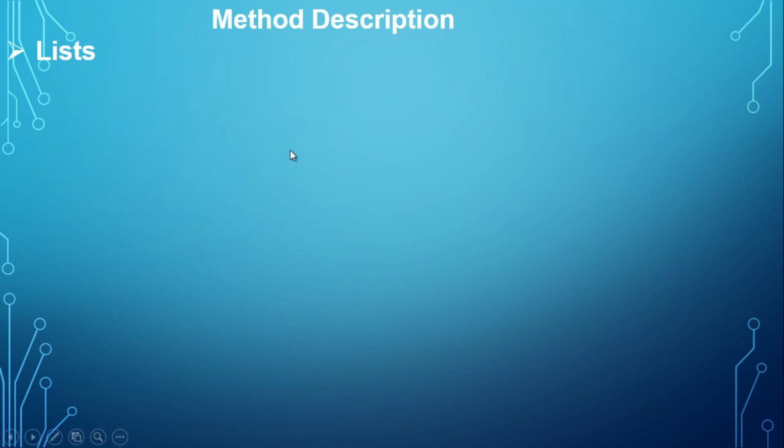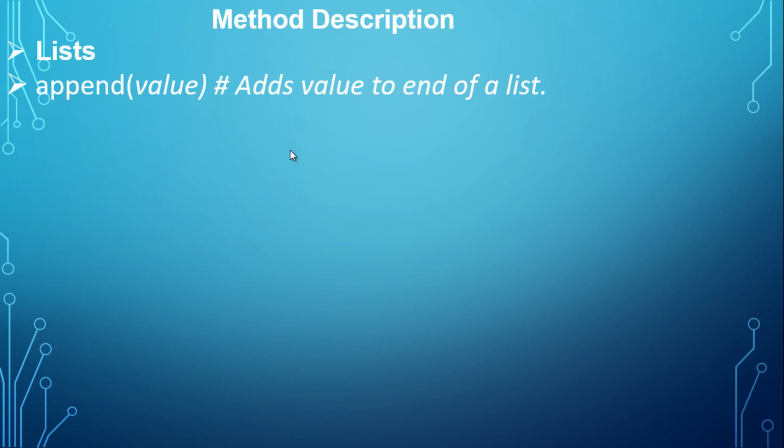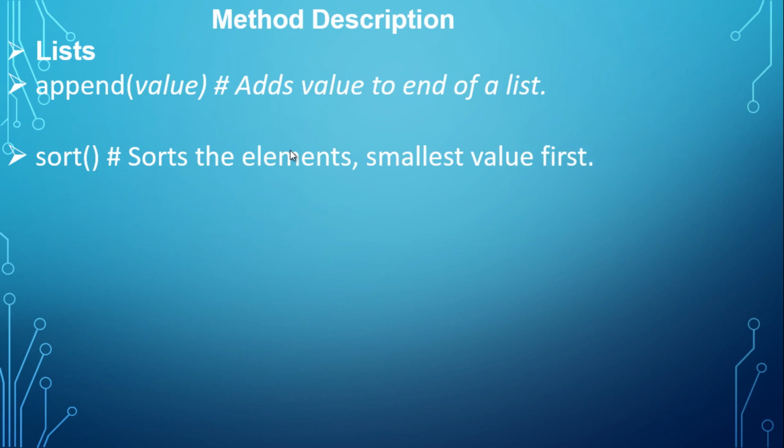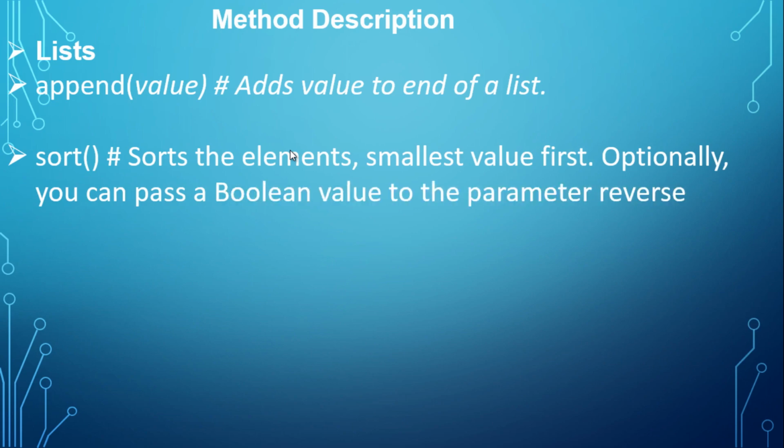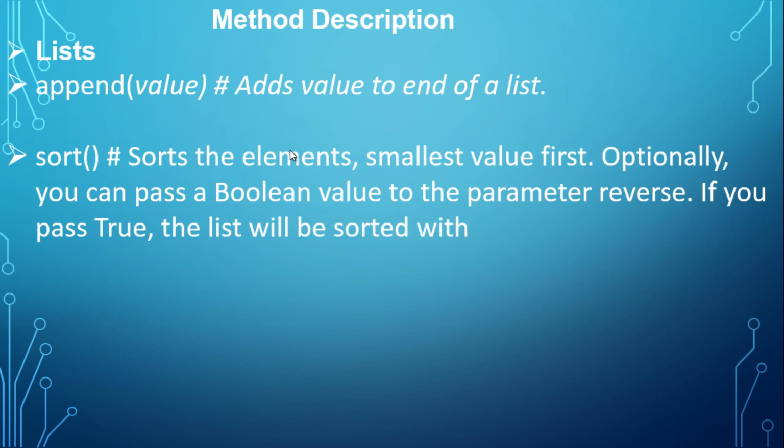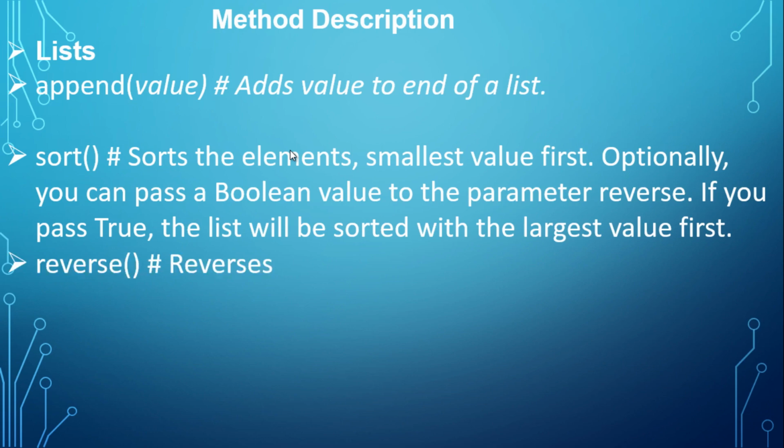So what are the functions we are going to be using with this list? The first is append. It takes an argument called value and adds the value to the end of the list. We have the sort function as well. It sorts the elements, smallest value first. Optionally, you can pass a boolean value to the parameter. If you pass true, the list will be sorted with the largest value first. We also have a reverse function, which reverses the order of a list.